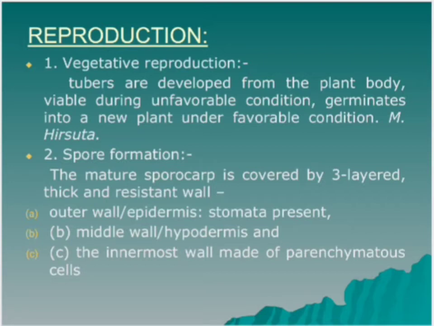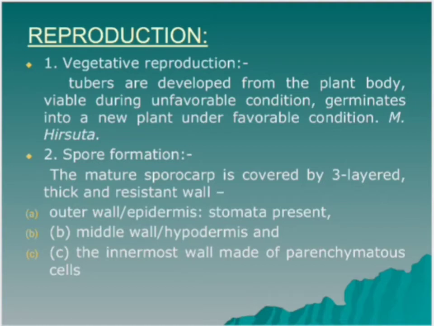Mature sporocarps are brown or dark brown in color, hard and nut-like. The mature sporocarp is covered by a three-layered, thick and resistant wall. The outer wall is known as the epidermis, in which stomata are present. Next to the epidermis is the middle wall, known as the hypodermis, and the innermost wall is made up of parenchymatous cells.